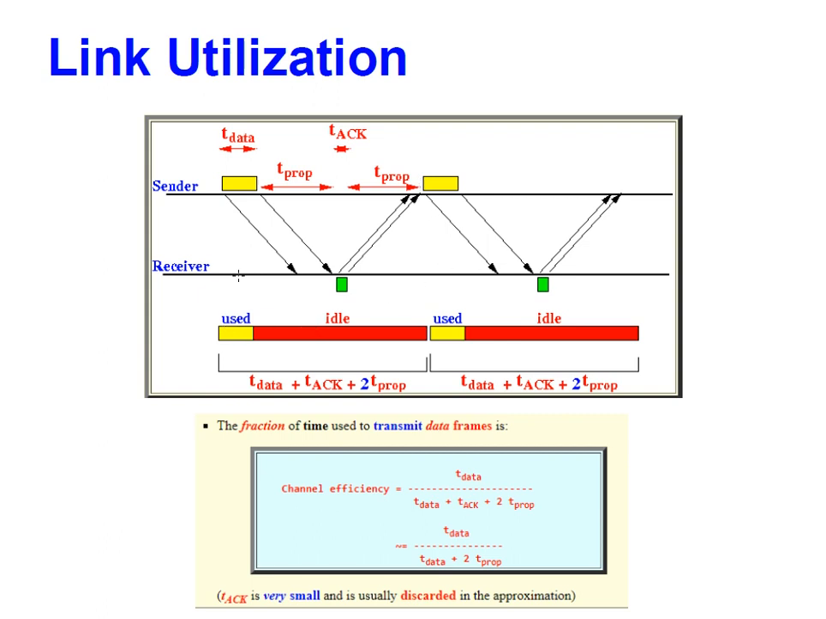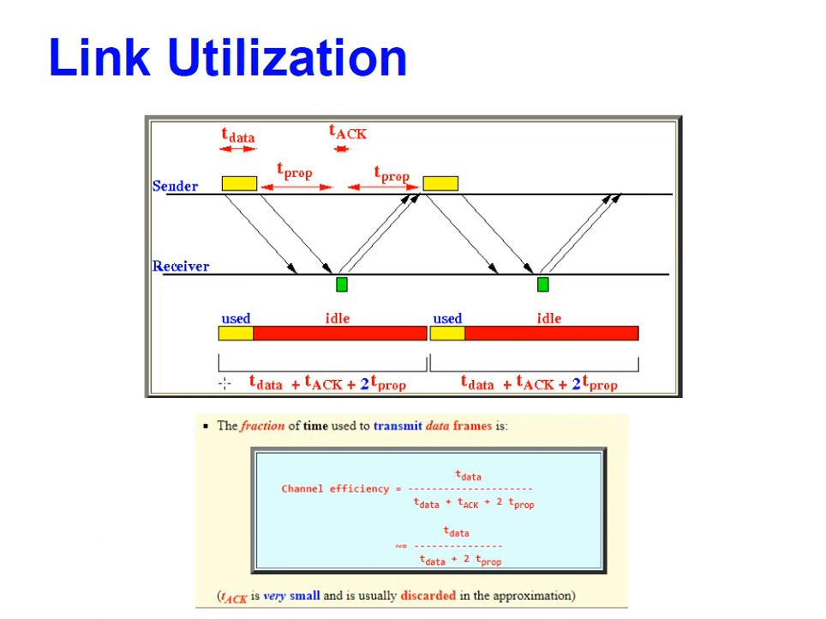So here you see this one. This is used data. This is used data. Whereas this particular period is nothing but an idle period, that is the time for the next data to propagate. This much period is coming: 2 times T propagation, and a T acknowledgement.